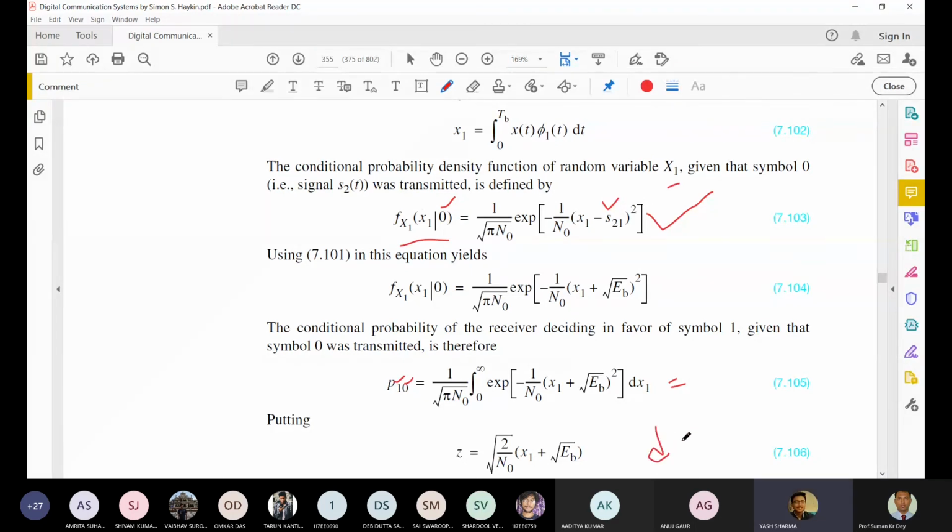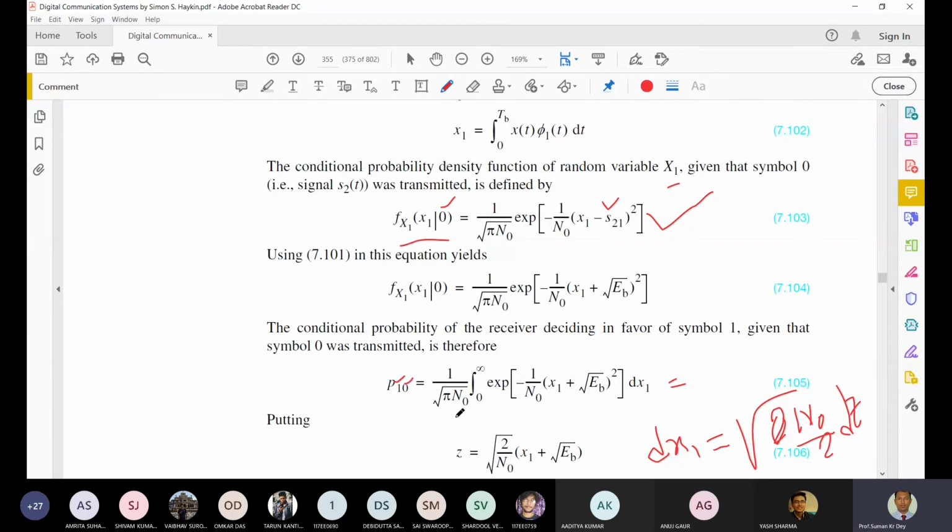Square root of n naught by 2 dz, dx1 equal to square root of n naught by 2 dz. Is it? Yes, sir. Okay, so that value we got. So now if we replace over there.